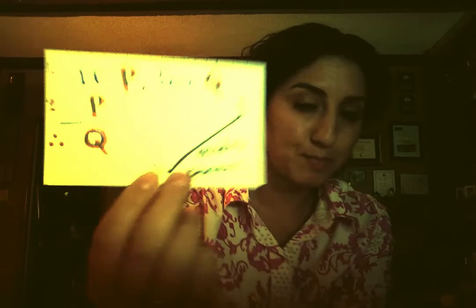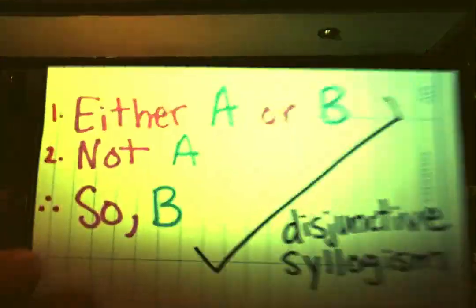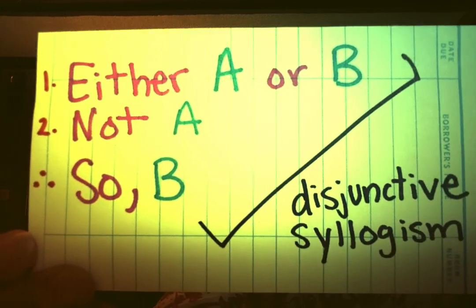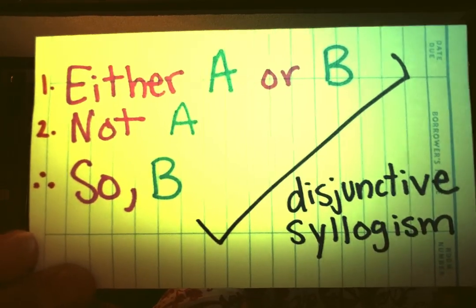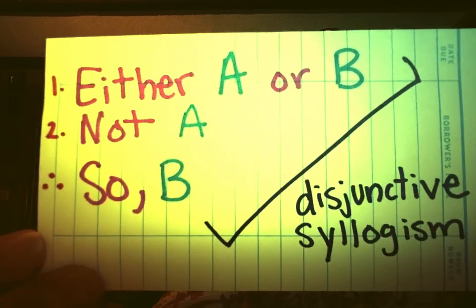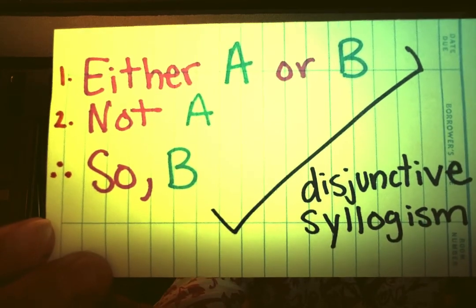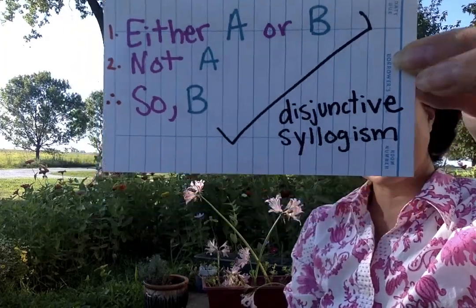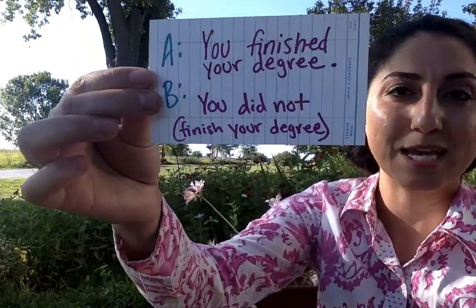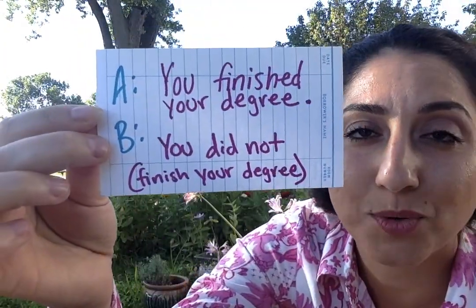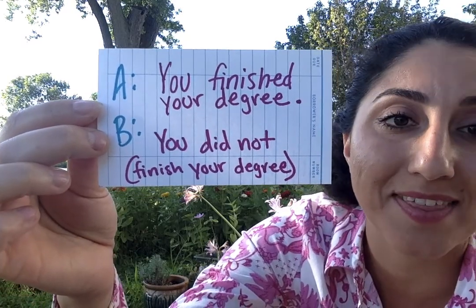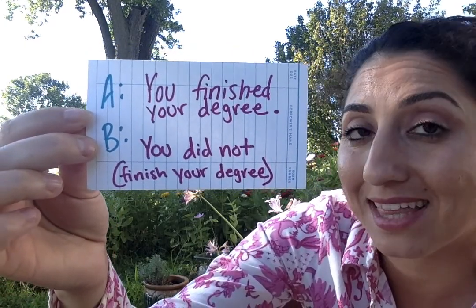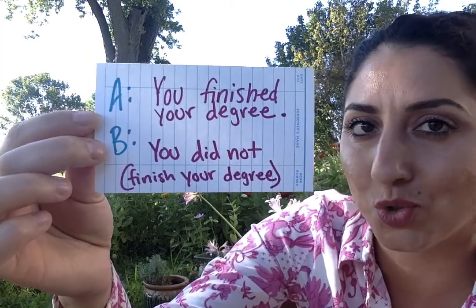Just like modus ponens, a disjunctive syllogism is another valid argument form, meaning if you plug any consistent information into A and B, you will have a necessarily true conclusion so long as your premises are true. Let's take this form and have an example where A is going to be representing the idea that you finished your degree, and B will represent the idea that you did not finish your degree.